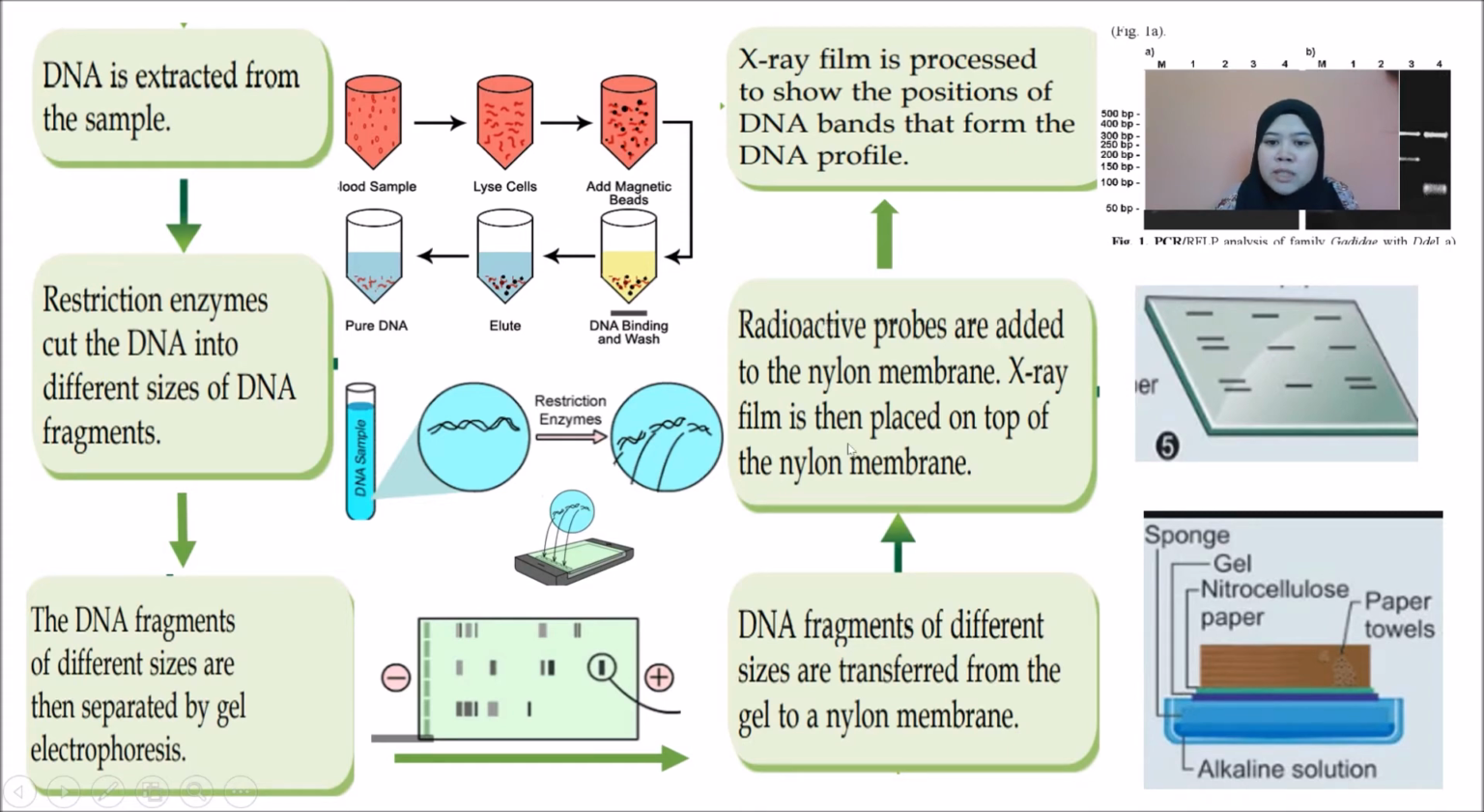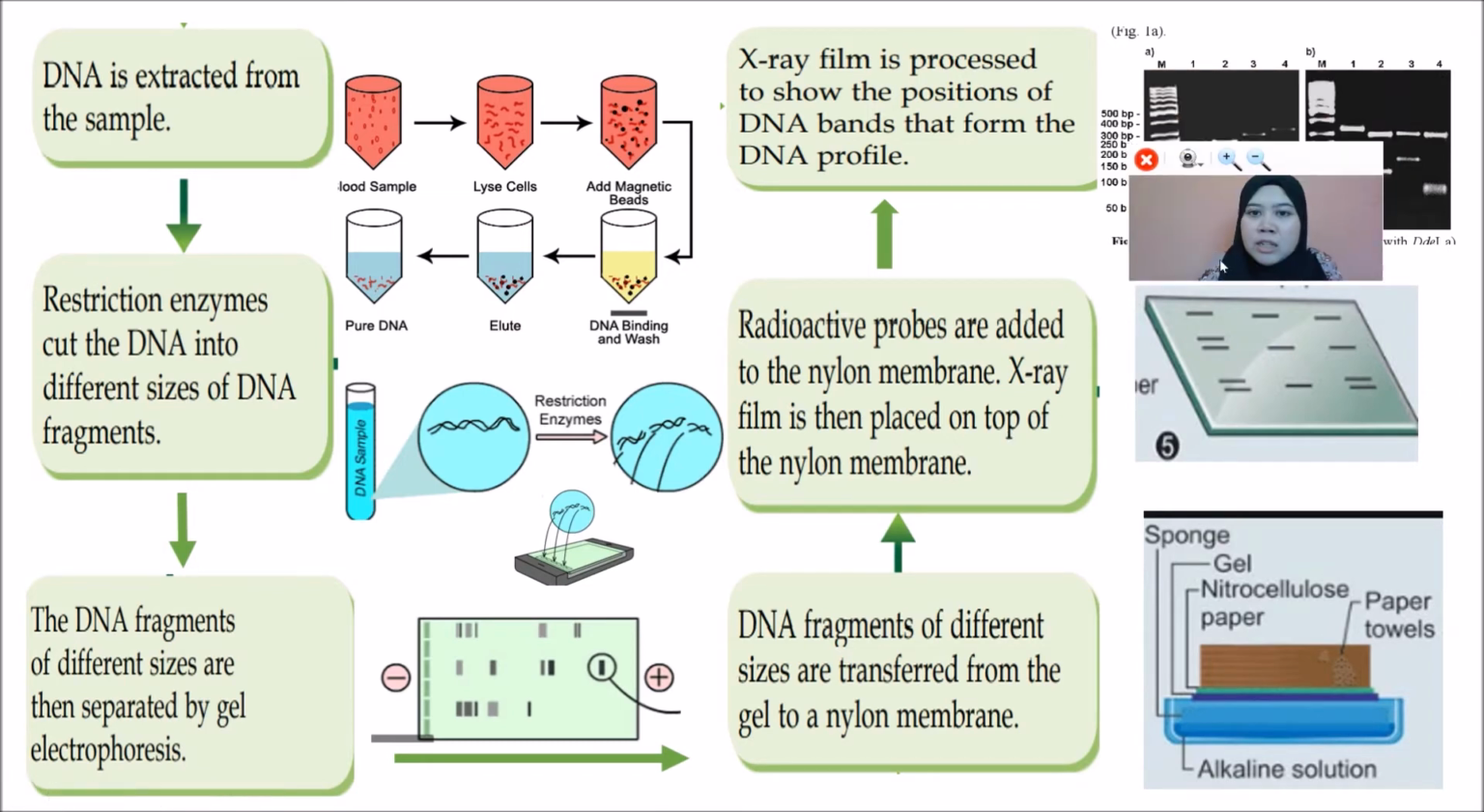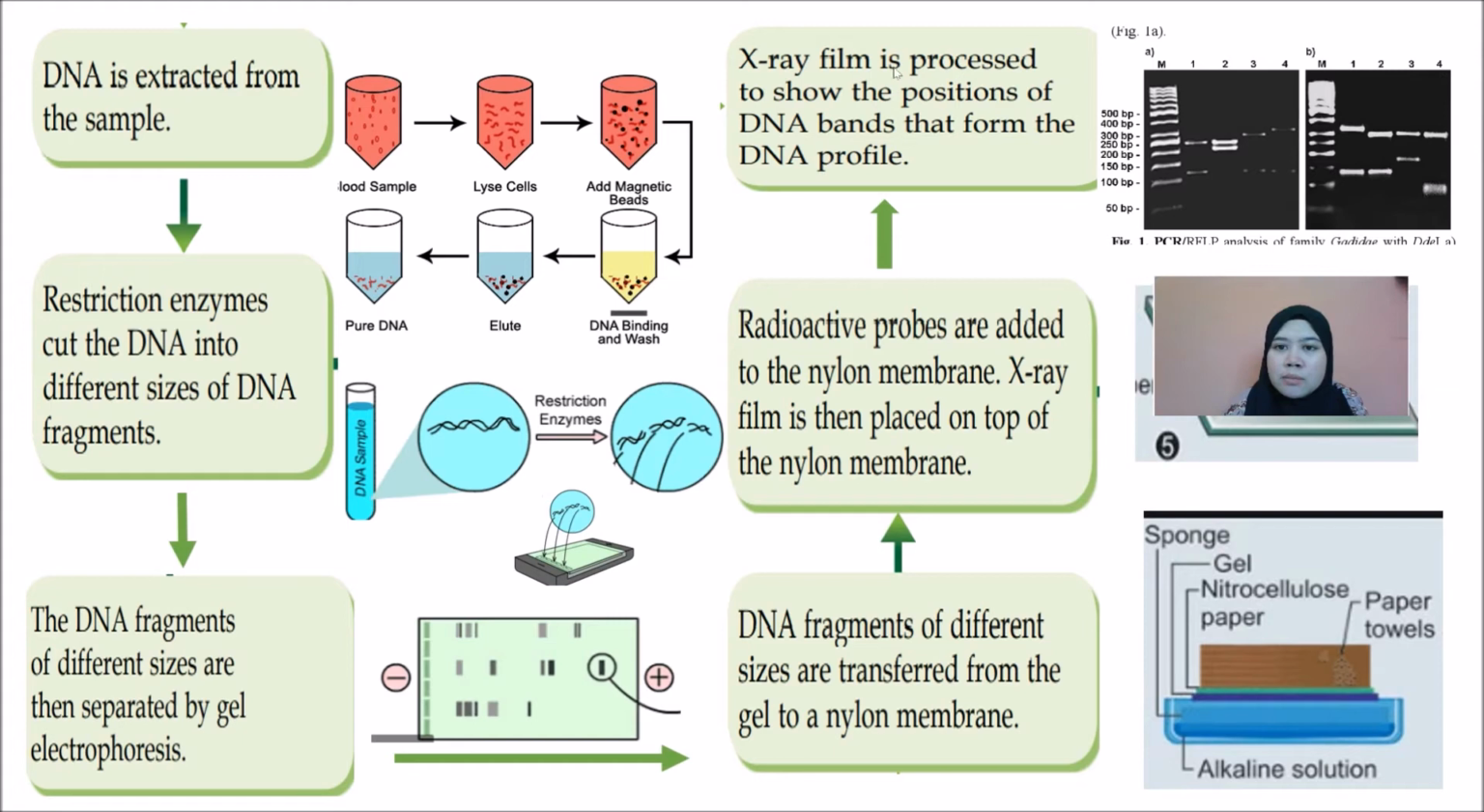X-ray film is then placed on top of the nylon membrane. And lastly, X-ray film is processed to show the position of DNA bands that form the DNA profile. So here is the DNA profile obtained from the sample. From the DNA profile, the forensic team will compare with the suspected person.